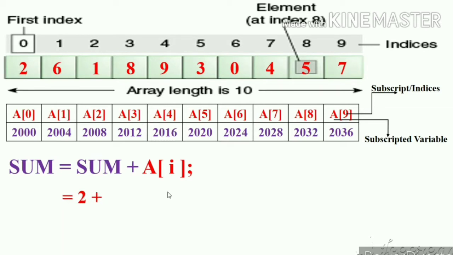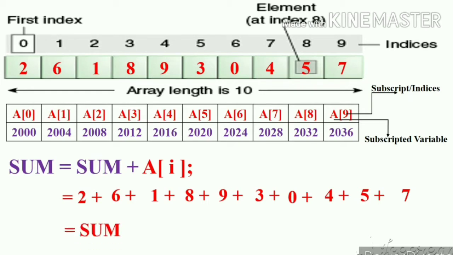So first the number 2 will come, then it will add 6, plus 1, plus 8, plus 9, plus 3, plus 0, plus 4, plus 5 and plus 7. These will all be summed together and stored in the variable sum. I hope you have understood the concept of how to sum all 10 different numbers in a single dimensional array.